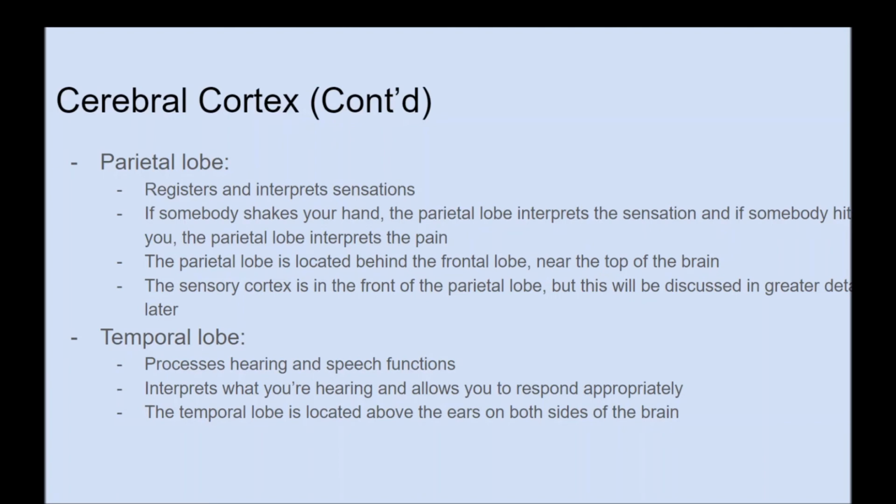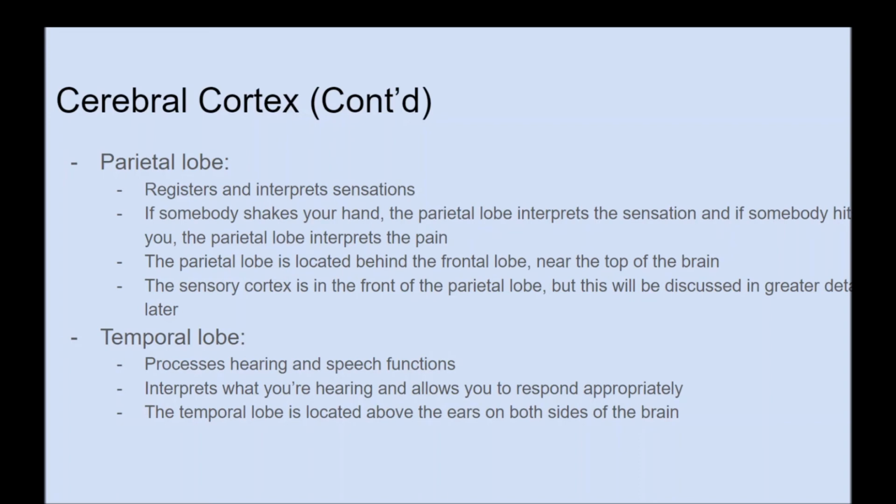If somebody shakes your hand, the parietal lobe interprets the sensation, and if somebody hits you, the parietal lobe interprets the pain. The parietal lobe is located behind the frontal lobe near the top of the brain. The sensory cortex is in the front of the parietal lobe, but this will be discussed in greater detail later. So the motor cortex and the sensory cortex are right up against each other, basically.